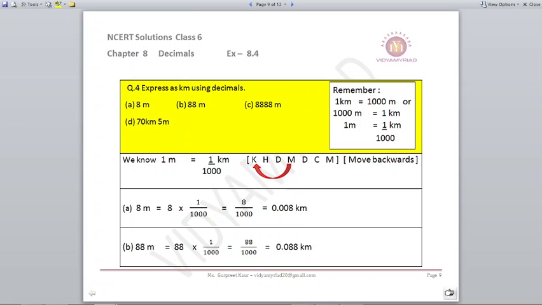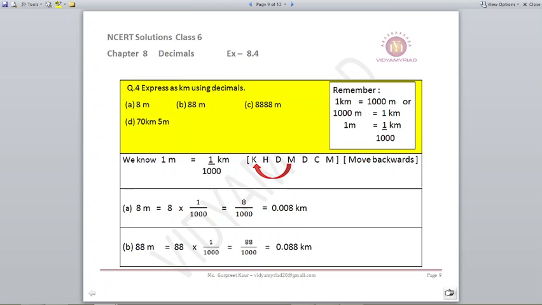Question number 4. Express as kilometer using decimals. Now here our options given are, we are given meters. From meters we have to convert it into kilometers. So what is the golden rule? King Harry died, mother did not cry much.